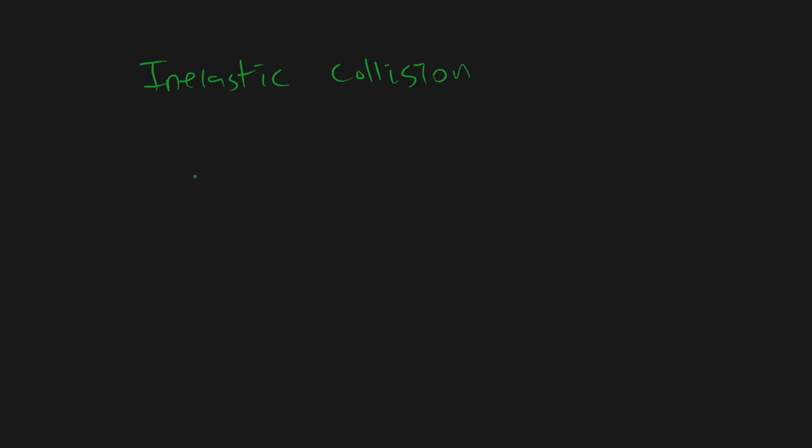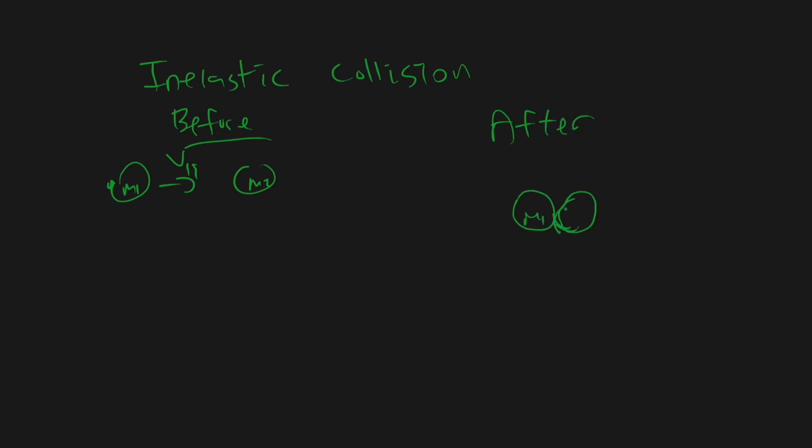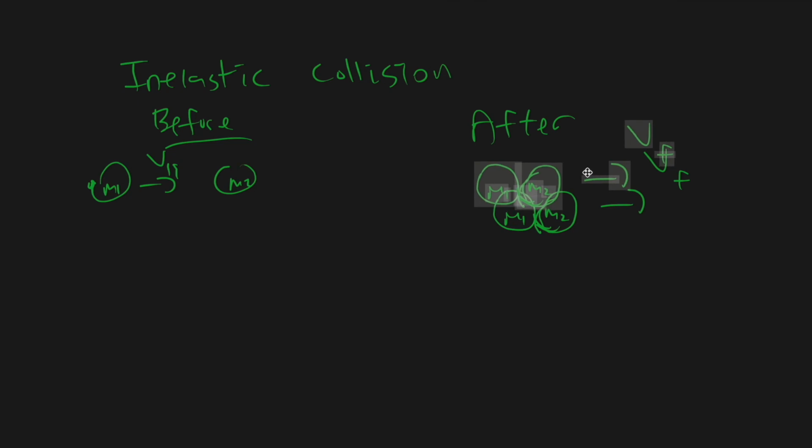So objects stick together, right? Same thing, m1 and m2 traveling at a velocity of v1i. After the collision, before and after, it becomes something like this, traveling at a speed of vf. So in this case, m1 and m2 have the same velocity.